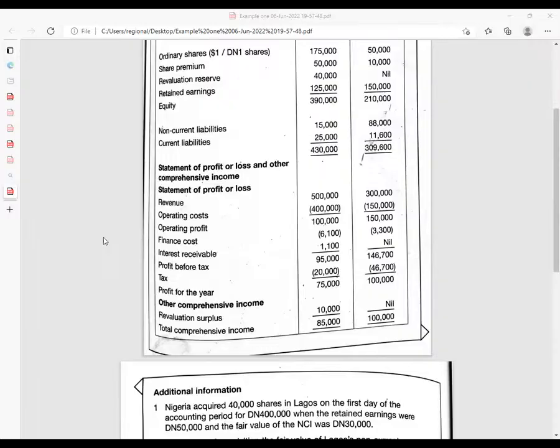And then we have OCI, other comprehensive income. Under other comprehensive income, ladies and gentlemen, what else have they given us there? Under other comprehensive income, I have revaluation surplus.